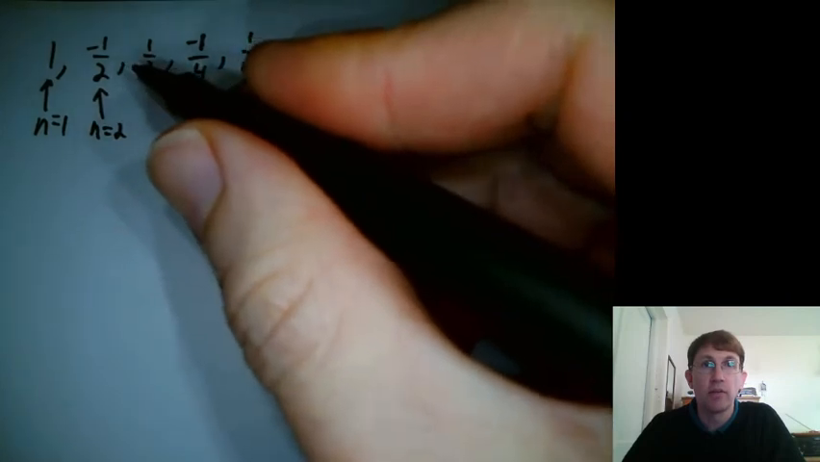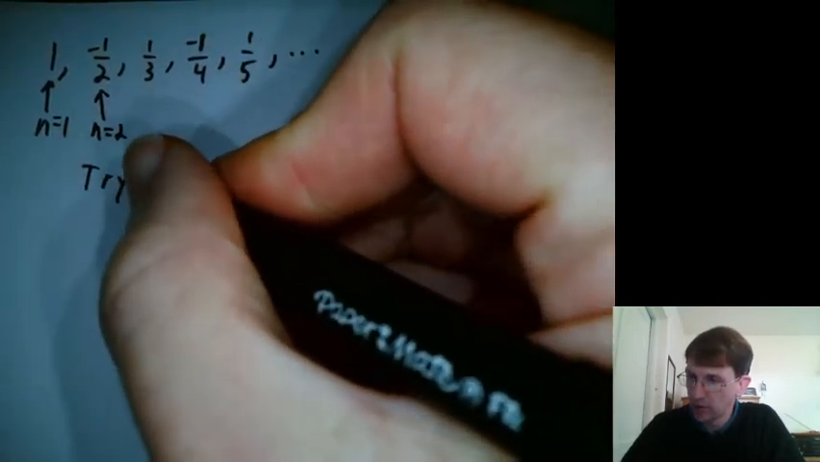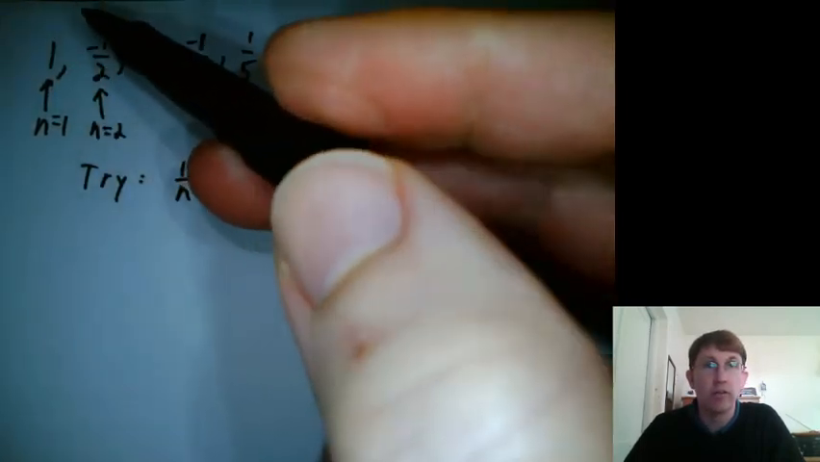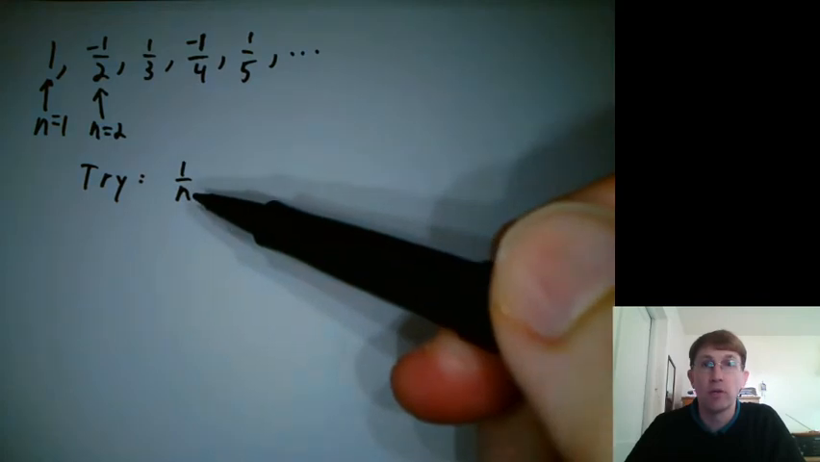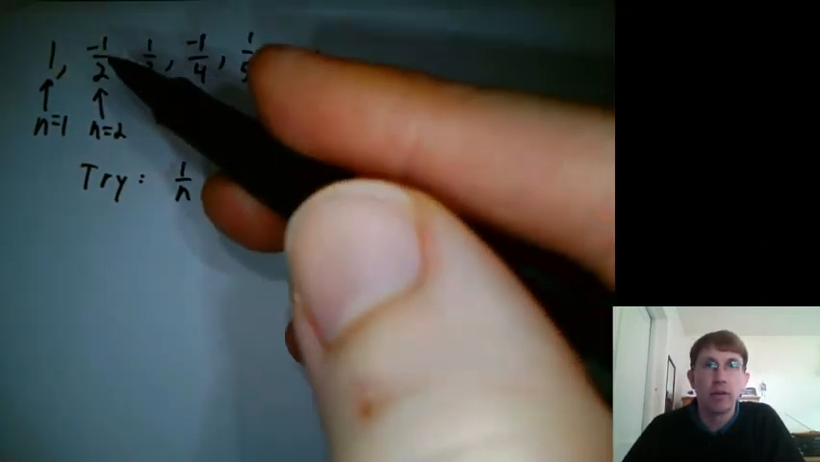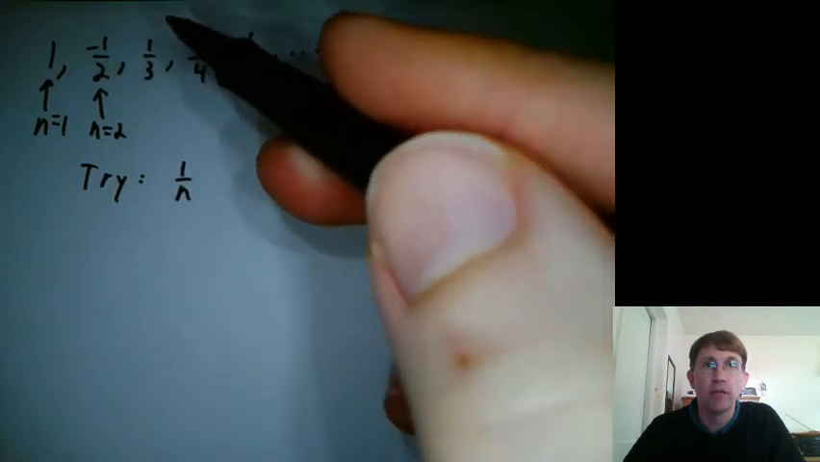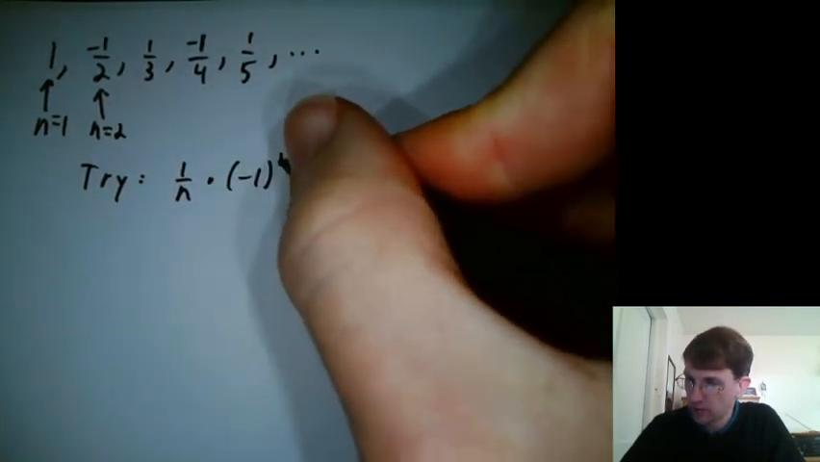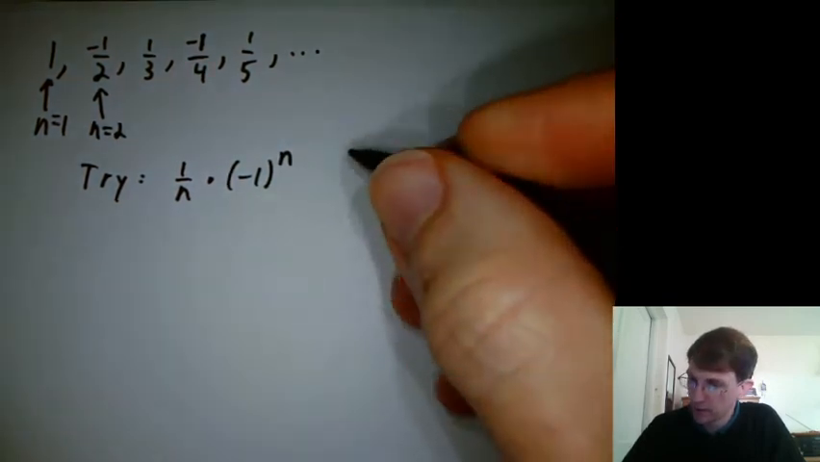Looks like we've got 1 over n, right? 1/3, 1/4. So let's try 1 over n. Does that work out here for the first term? Well, that would be 1 over 1. So that seems to work because that's 1. And then what are we going to do about the negative every other term? We could say times negative 1 to the n. Let's give that a try.